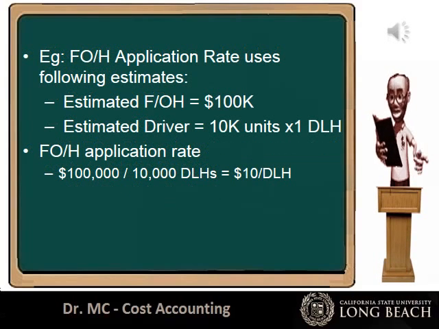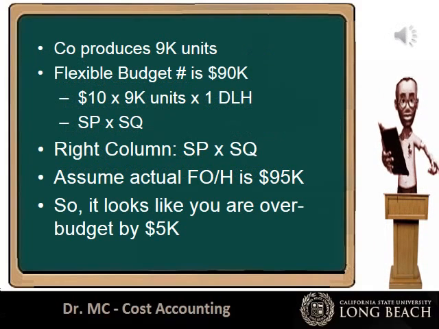For example, assume that your firm calculated its predetermined fixed overhead rate, assuming that its fixed overhead is $100,000 and that it will make 10,000 units taking 1 direct labor hour per unit. So, its estimated driver is 10,000 direct labor hours, and its fixed overhead application rate is $10 per direct labor hour. Assume that the company made 9,000 units. The fixed overhead flexible budget for 9,000 units is $10 times 9,000 units times 1 direct labor hour per unit. The flexible budget is therefore $90,000.